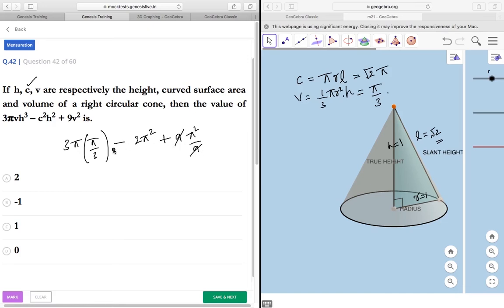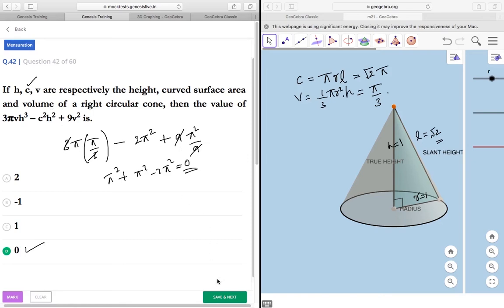3 and 3 can cancel. You have pi square plus pi square minus 2 pi square, which is 0. Hope this is clear. Answer is option D. So without assuming, if you have to solve, definitely you can solve, but it will take more than 2 minutes. So just go with the assumption, you can save a lot of time.